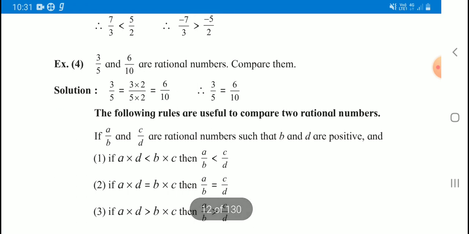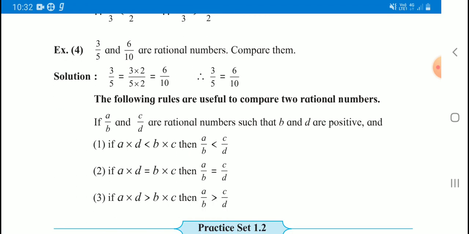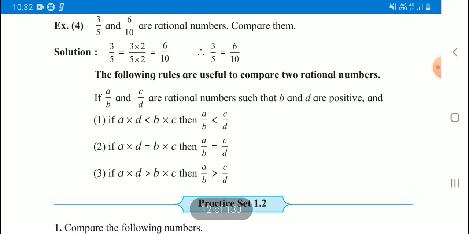But if both numbers contain negative signs, then negative 7 upon 3 is greater than negative 5 upon 2. Now again they have given a fourth example: 3 upon 5 and 6 upon 10 are rational numbers. Compare them. Now look, in the table of 5, 10 comes. So 5 twos are 10. So we will change the rational number 3 upon 5. 3 upon 5 is equal to 3 multiplied by 2 upon 5 multiplied by 2. You will get the rational number 6 upon 10. Therefore 6 upon 10 and 6 upon 10. So 3 upon 5 and 6 upon 10, these both rational numbers are equal.